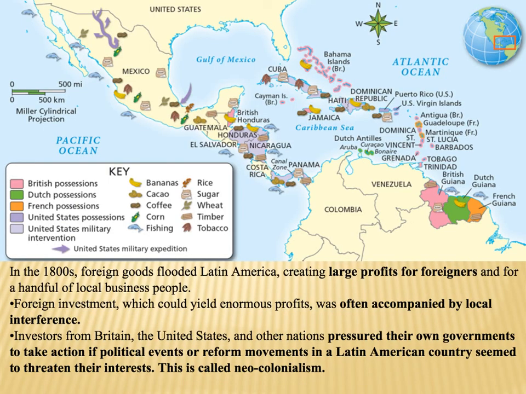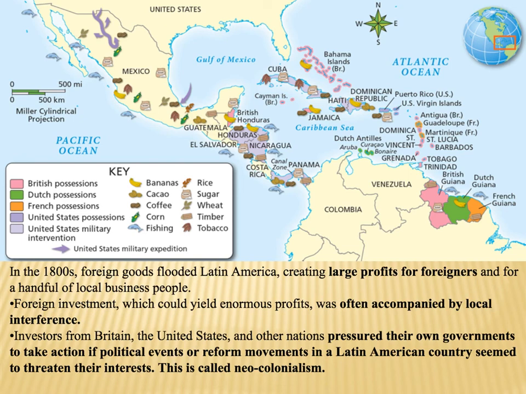And so in the 1800s, foreign goods flooded Latin America, which created large profits for foreigners and a handful of local business people. And this map shows you some of the specific products that were exported. And you can see they're raw materials or agricultural products. And so investors from Britain and the United States pressured their own governments to take action if political events or reform movements in a Latin American country seemed to threaten their interests. This is also called neocolonialism.